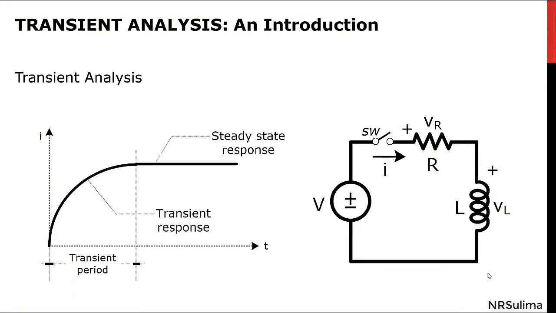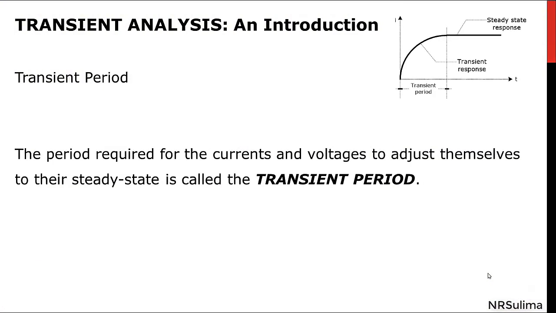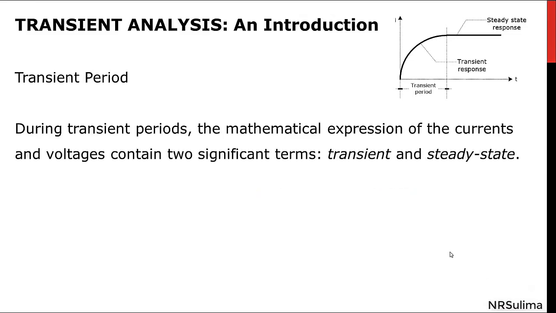Before a circuit attains its steady state, the circuit passes through a transition period in which the current and voltage are not a periodic function of time. The period required for the currents and voltage to adjust themselves to their steady state is called the transient period. During the transient period, the mathematical expression of the current and voltage contains two significant terms, transient and steady state.